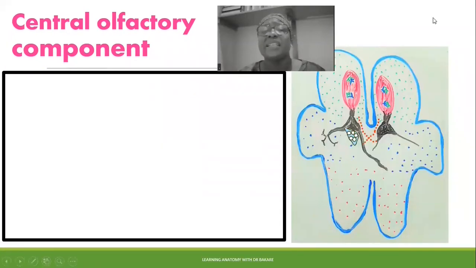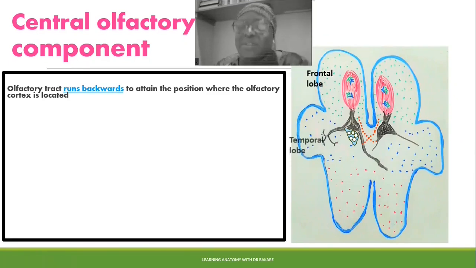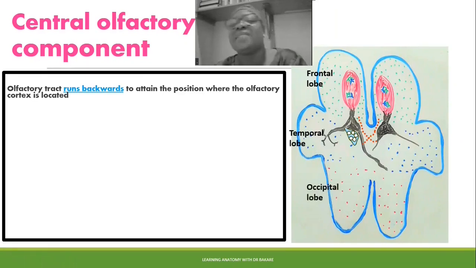So also going further now on the central olfactory pathway, we now have the generation of the olfactory bulb, which of course will lead to the generation of the olfactory tract. So the collection of the olfactory tract is what is directed towards the olfactory sensory cortex for the perception of smell to be activated. So we have this olfactory tract as it emerges after the formation of the olfactory bulb. This is where we have the frontal lobe, this is where we have the temporal lobe, and posteriorly we have the occipital lobe. So as it emerges, this olfactory tract needs to be directed posteriorly.